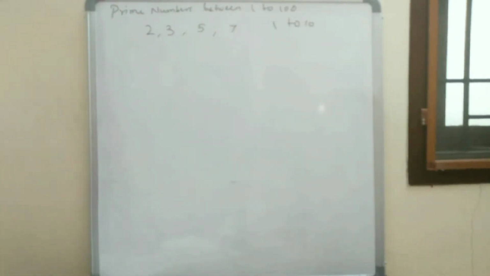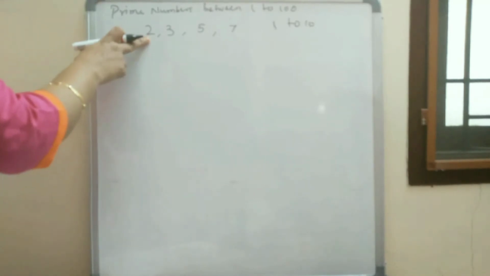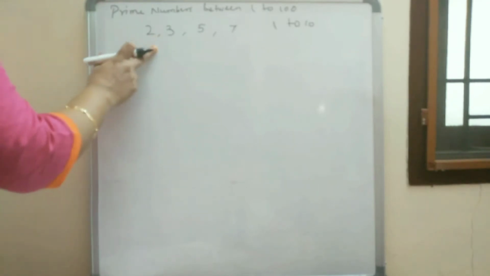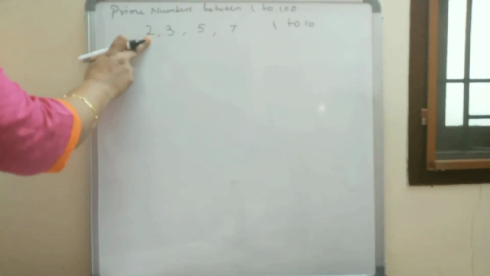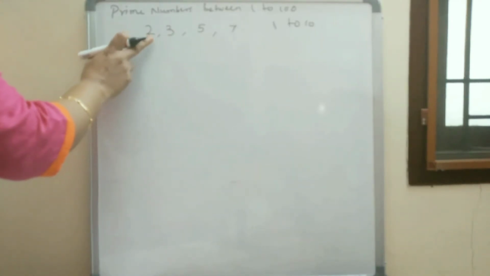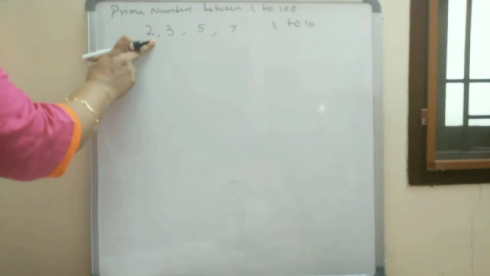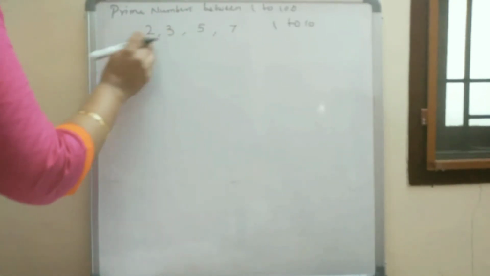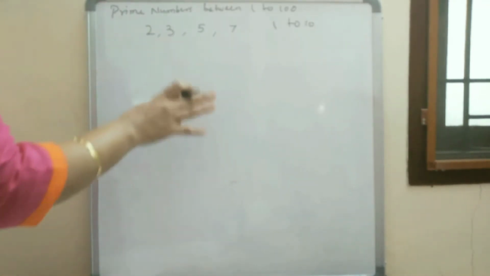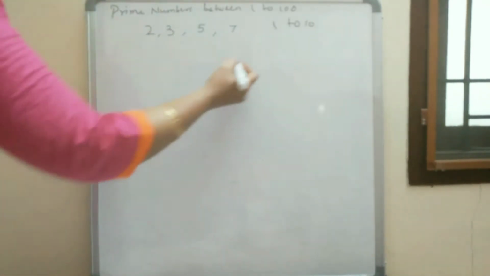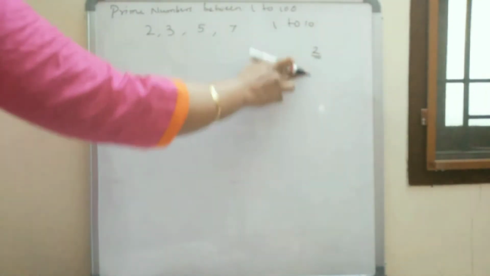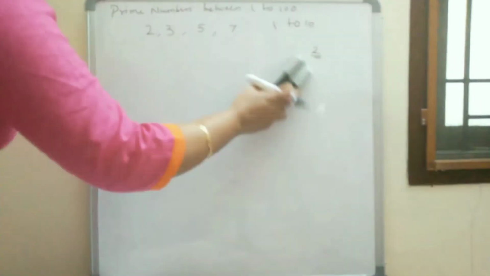By this, we come to a conclusion that the multiples of 2 are not prime numbers. What are the multiples of 2? That is 4, 6, 8, 10. Those are all the multiples of 2. Those are all even numbers. Here we conclude that all even numbers are not prime numbers except for 2. Except 2, all other even numbers are not prime numbers.